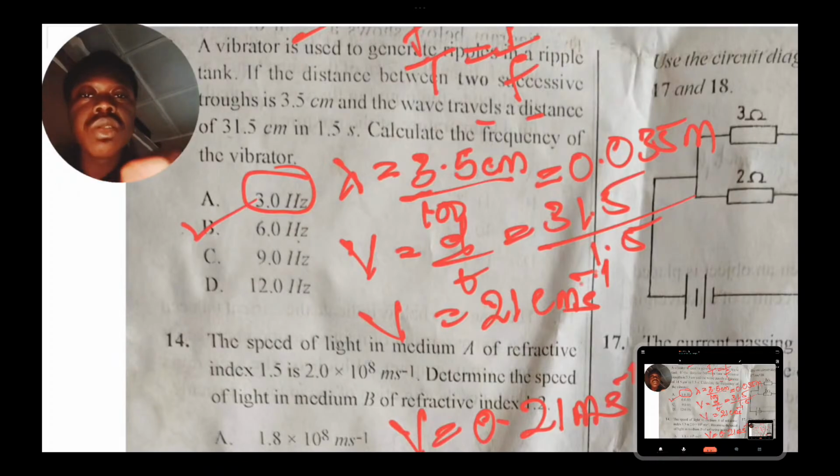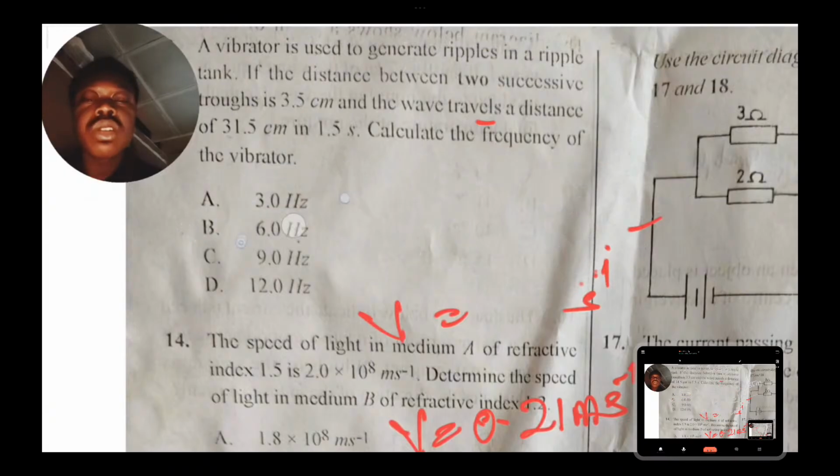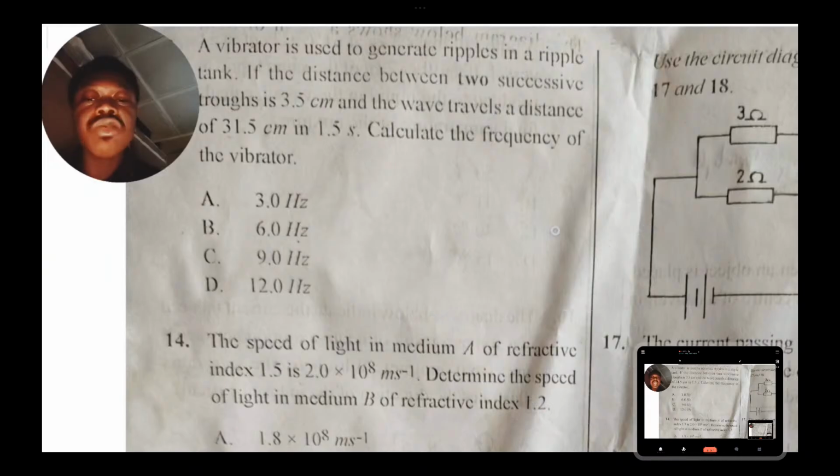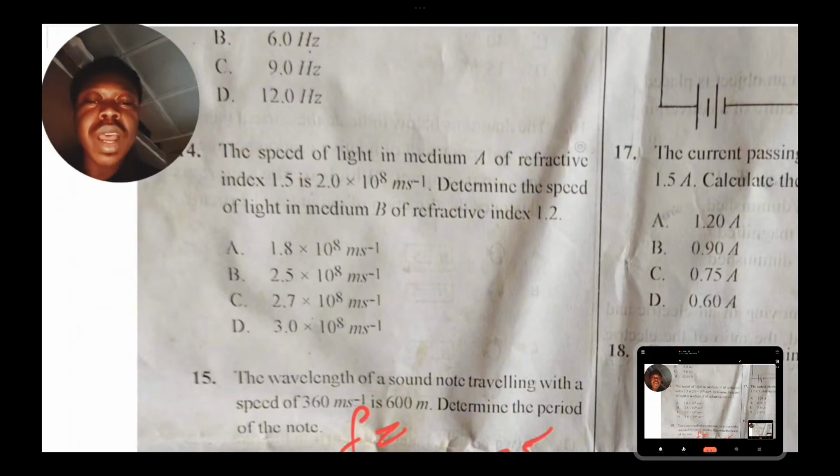Is that clear? So please do well to memorize V equals F lambda. It is gotten from V equals distance over time. So once you know your formulas for motion, you'll be able to memorize most of the formulas in physics, because those formulas are the foundational formulas from which other formulas are derived. Is that clear? Please take note of that.